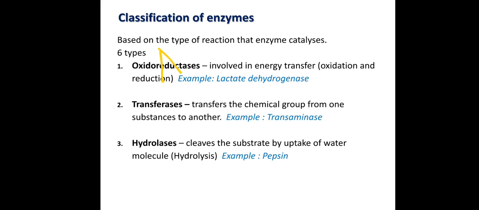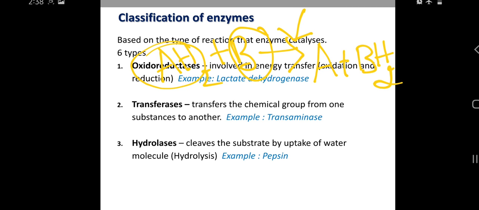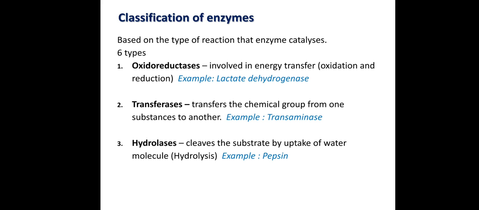Let's say that there is an AH2 molecule, and there is a B. The reaction between these will result in A plus BH2. Addition of hydrogen is reduction. So this is reduced. This is oxidized. So any enzyme involved in this reaction is called an oxidoreductase. Next one is a transferase. Class 2 is a transferase.